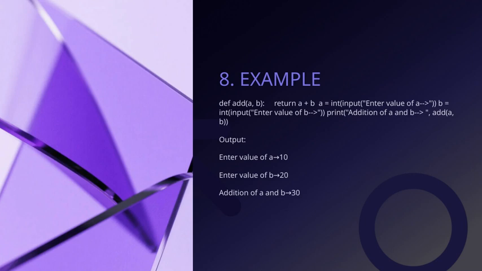Next, we see how we get user input for these values. Using the input function, we prompt the user to enter values for a and b. We convert these inputs from strings to integers with int, ensuring that we're working with numerical data. Then, we print the result of the addition, showing the sum of a and b by calling our add function with the user-provided values.